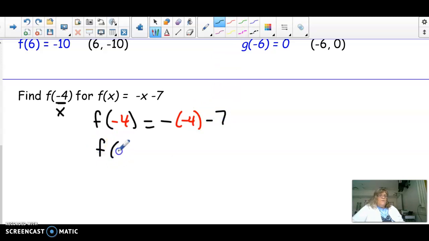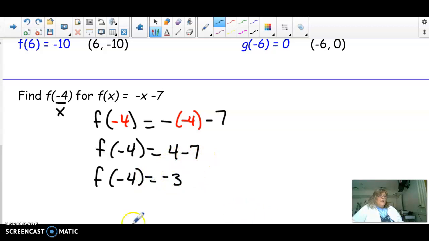So f of negative 4 is equal to, what's the opposite of a negative 4? That's going to be a positive 4. And then we bring down the minus 7. So f of negative 4 is equal to 4 minus 7, which is a negative 3. So our ordered pair here would be negative 4, negative 3.